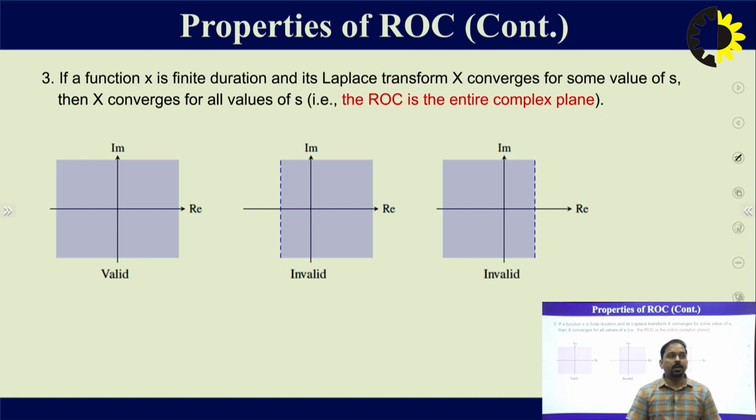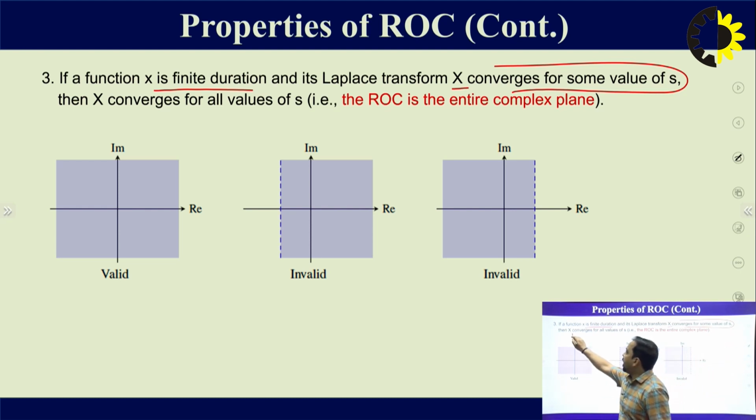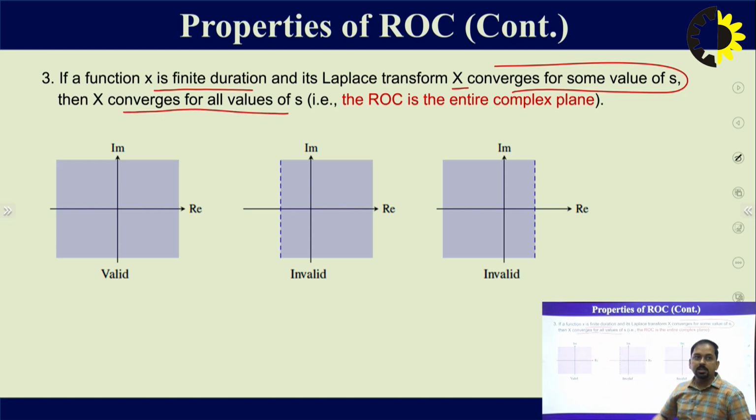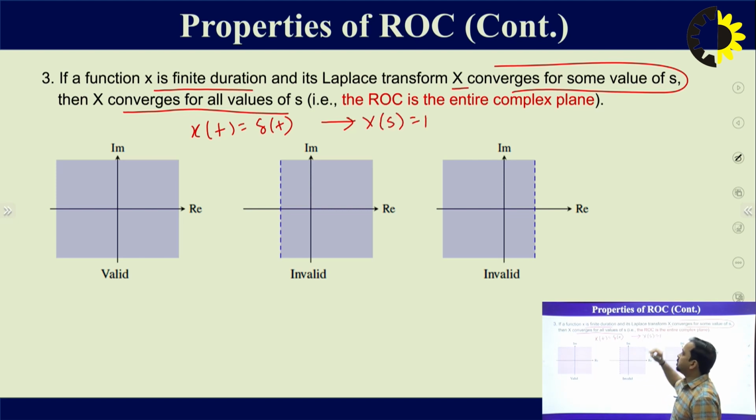Third property, if a function X is of finite duration, very very important. If the signal is of finite duration and absolutely integrable, then the Laplace transform X converges for some values of s, and then X converges for all values of s. We are talking about, let's say, some impulse signal x of t equal to delta of t. We will see later on that the Laplace transform X of s for this impulse signal is unity.